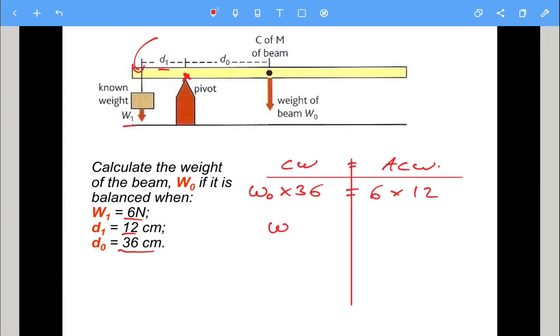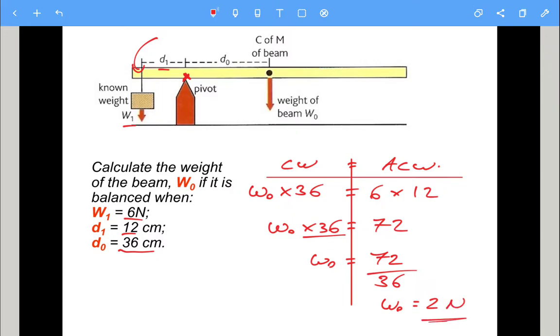So we would have the weight that we're looking for times 36 equals 72 on the right hand side. We've got the times 36 that's attached to it, so to get the weight that we're looking for, we need to do the opposite of times by 36 and divide by 36. So we've got 72 divided by 36, which is a weight of 2 newtons. If you converted these centimetres into metres, you would get the exact same answer. So hopefully that one went okay. And then let's finish with one more exam style question.